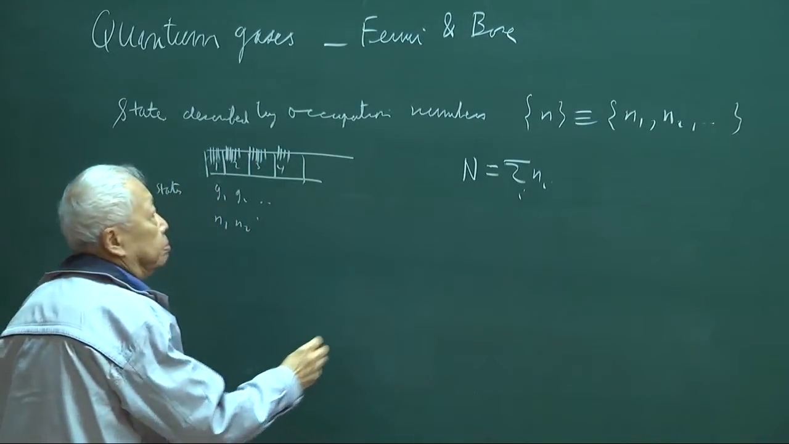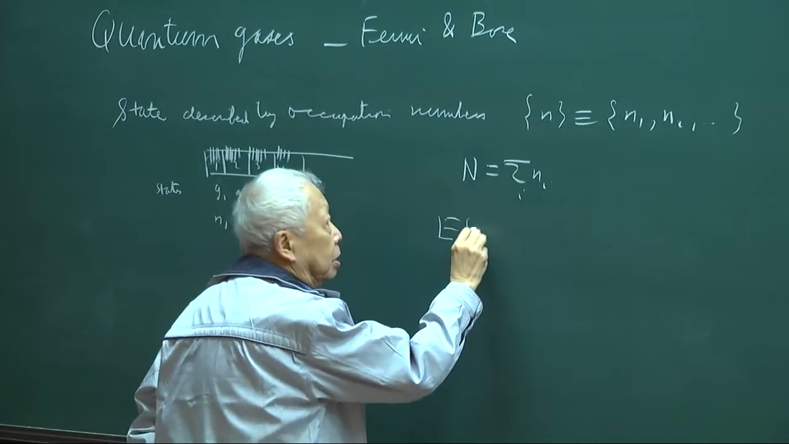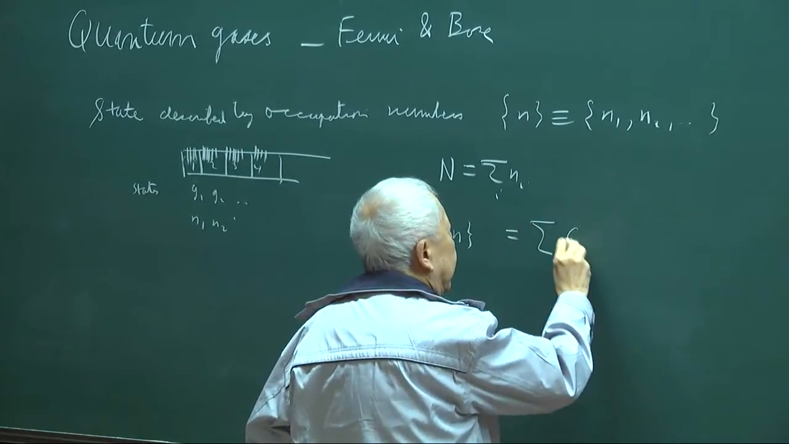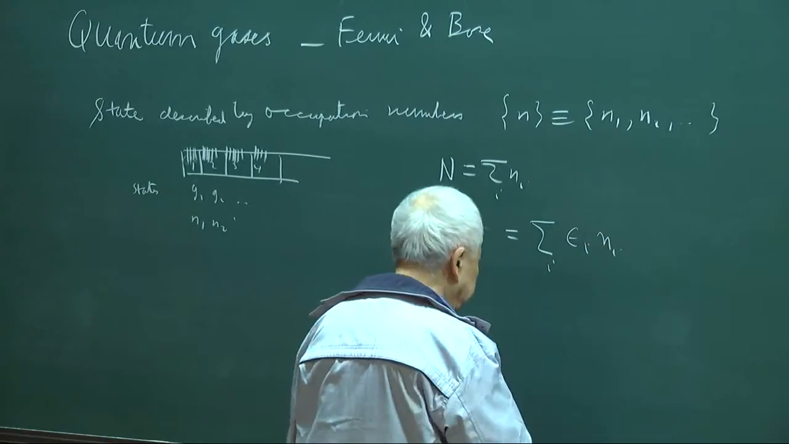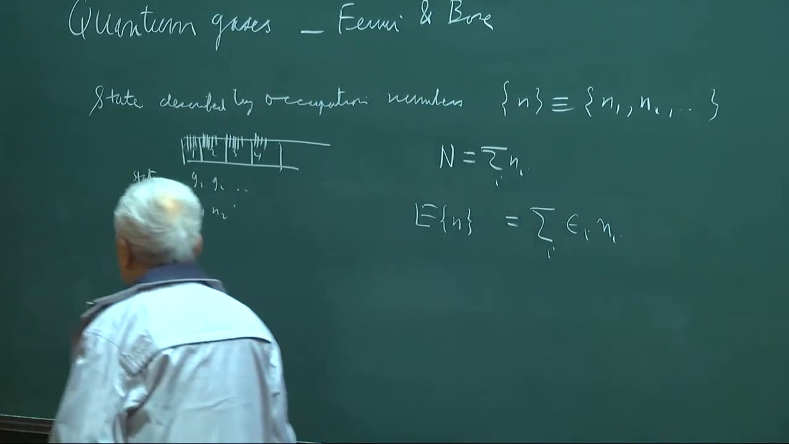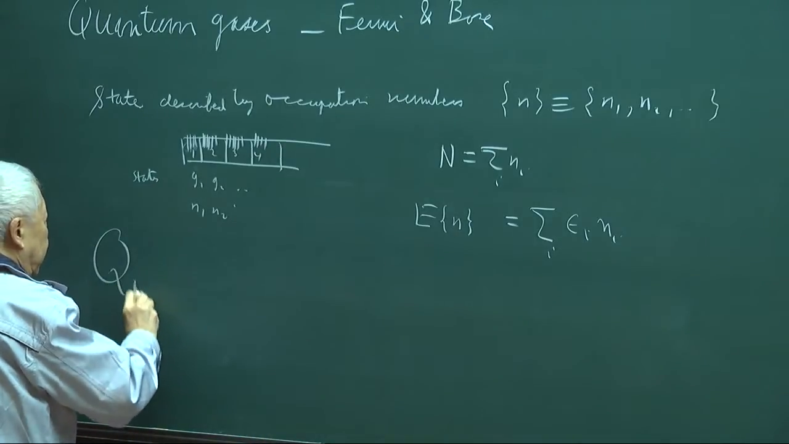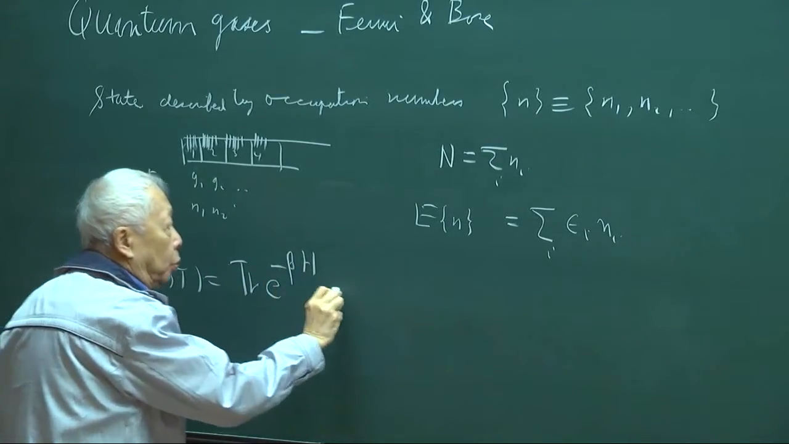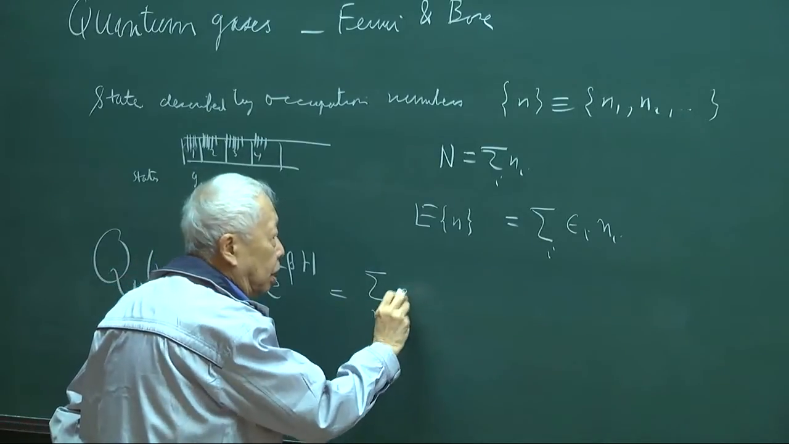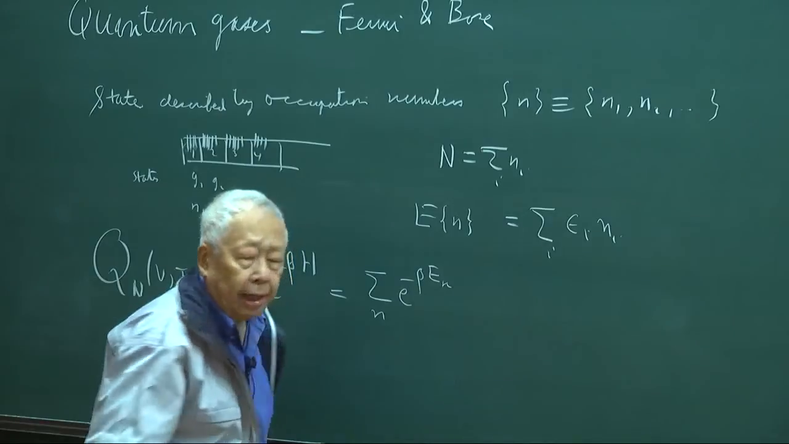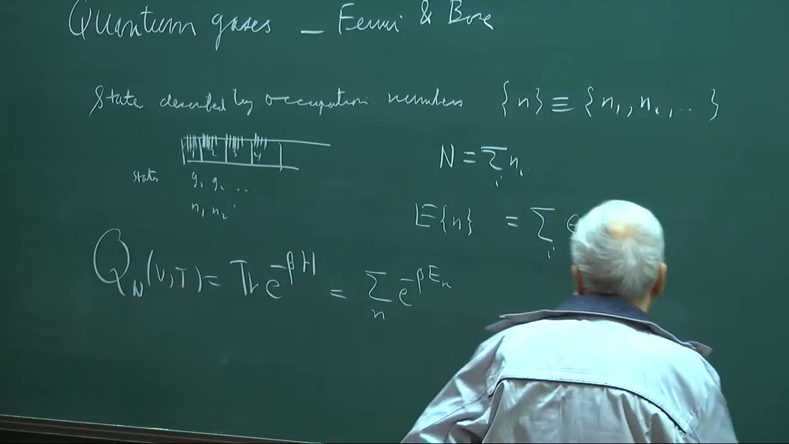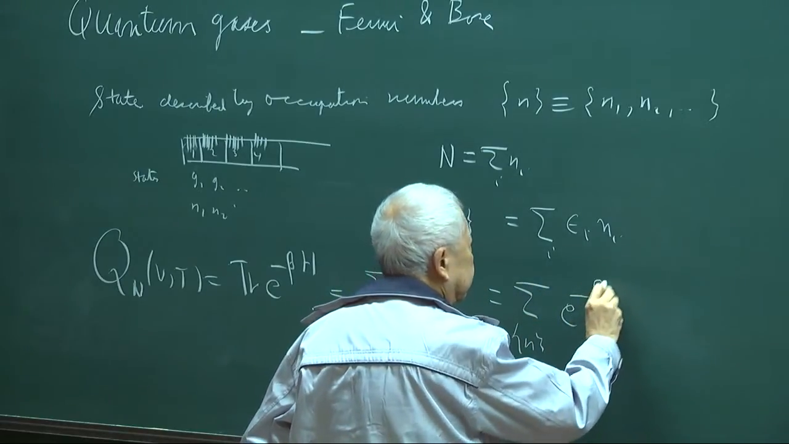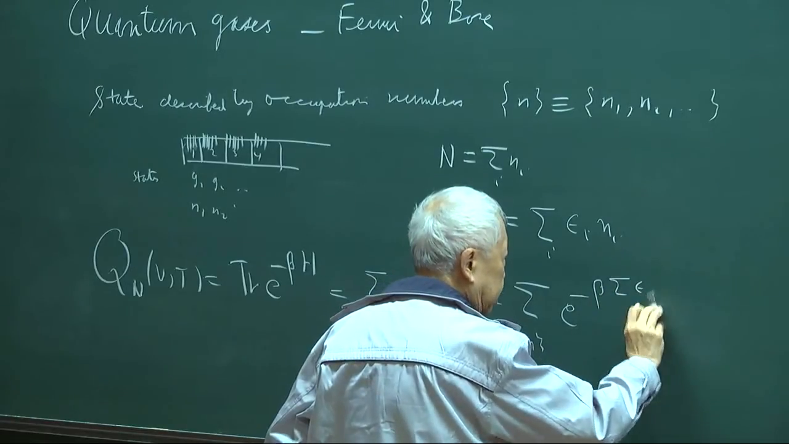Then the energy is labeled by this quantum number, the occupation numbers, and it is of course equal to the summation of epsilon_i times N_i, sum over all i. So these are the energy eigenvalues, and the partition function for N particles is the trace of e to the minus beta Hamiltonian, which is equal to the sum over all states of e to the minus E_n, the energy of the nth eigenstate, sum over all the eigenstates. And this translates into the sum over the set of all N, e to the minus beta summation epsilon_i N_i.